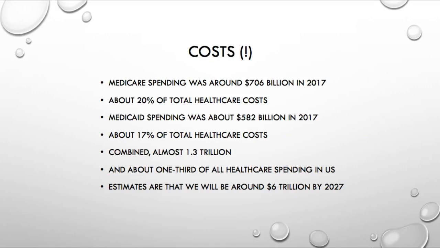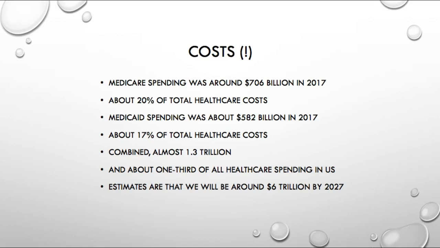I just want to give you a little bit about the costs. Medicare spending in 2017 was $706 billion. And that was about 20% of total healthcare costs in this country. So one-fifth of total spending was done by Medicare. Medicaid is very similar to that. It was about $580 billion in 2017, and it's about 17% of total healthcare costs. So it's very close to about one-fifth.